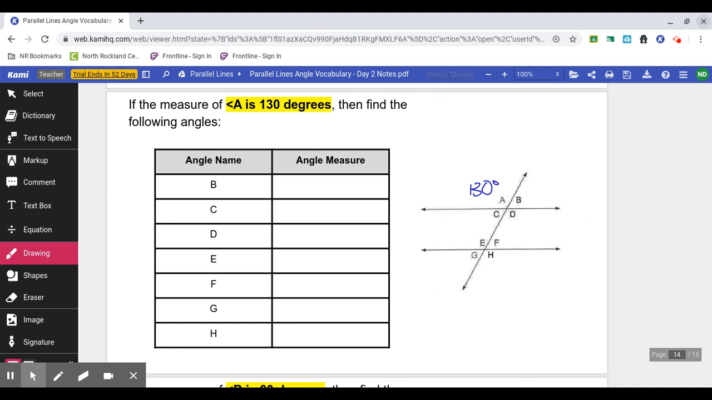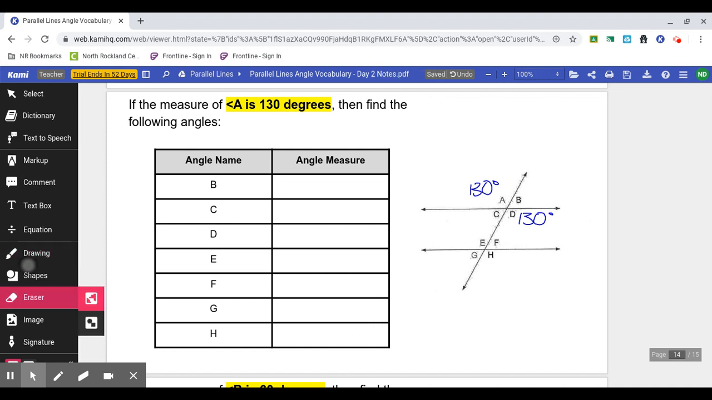Well, I also know angle A and angle D are vertical angles. So that means angle A and angle D are equal to each other since they're vertical. So I know angle D also has to equal 130 degrees. I start with those vertical angles because that's the simplest. I don't have to do any math there because they're equal to each other. So I'm going to fill in my chart.